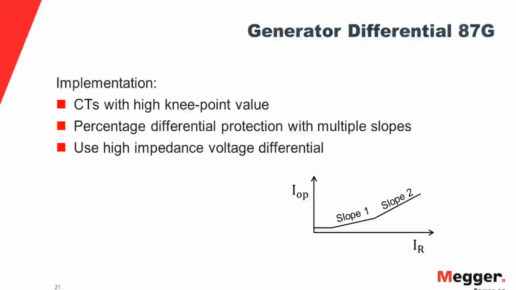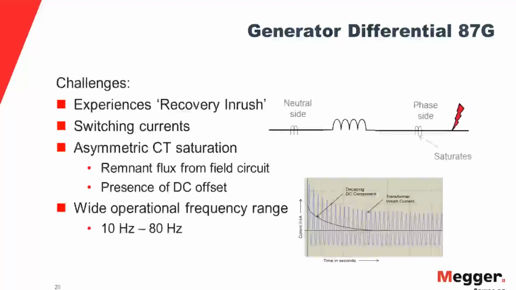On top of that, some of the other challenges faced by the generators are during startup condition, where your differential relay should have a wide operational frequency range, anywhere between 10 hertz to 80 hertz. So you have a wide range to cover for the differential operation, or the CTs have to cover a wide range of operational frequency. These are some of the challenges for the normal operation of the differential function.